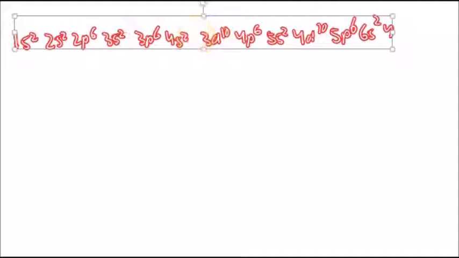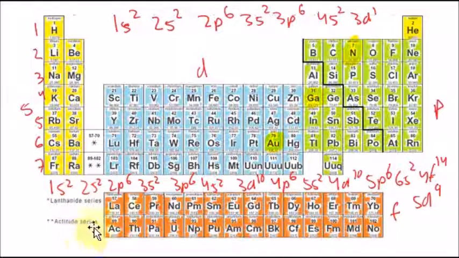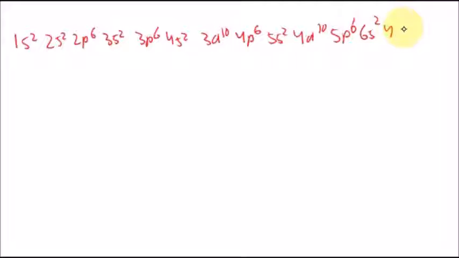And then let me complete it. So 6s2, and then I think it's 4f14, 5d9, sorry. So this is the electron configuration.